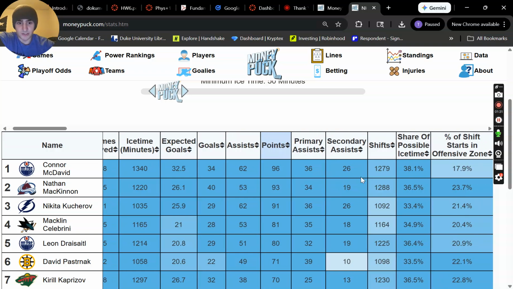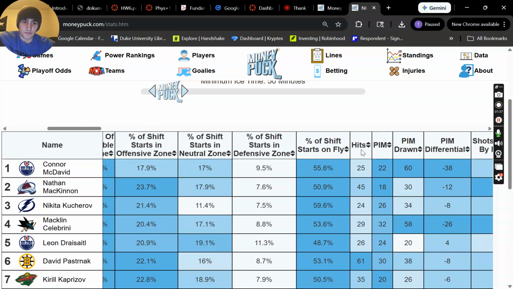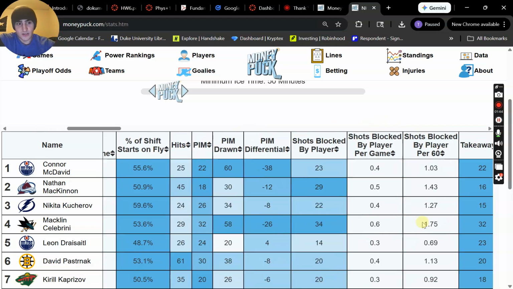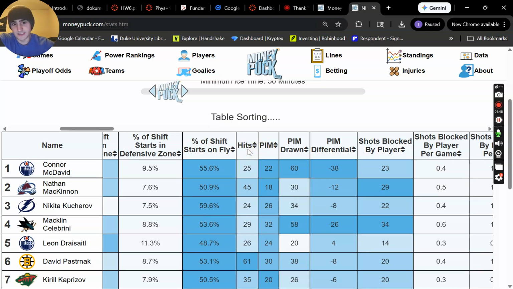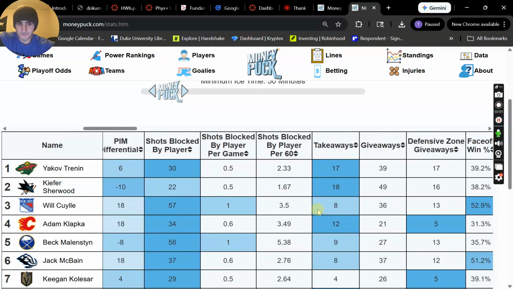So what MoneyPuck allows you to do is sort through the everyday stats such as goals, assists, and points, and also through more of the niche statistics such as the percent of shift starts in whatever of the zones. You can look at more of the general stats. So if we sort by hits, you see Jacob Trenin is the number one hitter in the league right now. Sherwood actually, I think, led the league a year ago or a couple years ago. So good to see him up there.